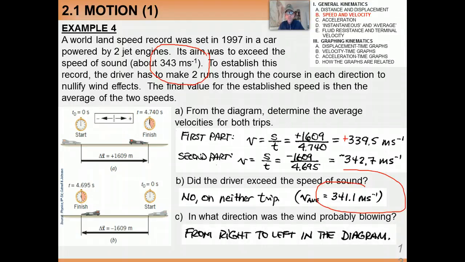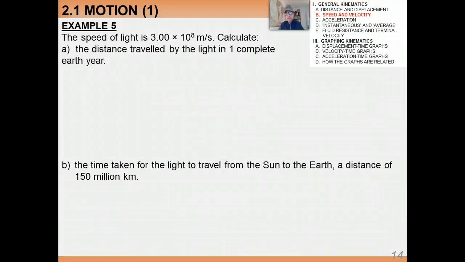And what direction was the wind probably blowing? Well, probably from right to left in the diagram. Well, how do you know? Well, because it took less time to go from right to left than it did to go from left to right, okay? Kind of interesting.